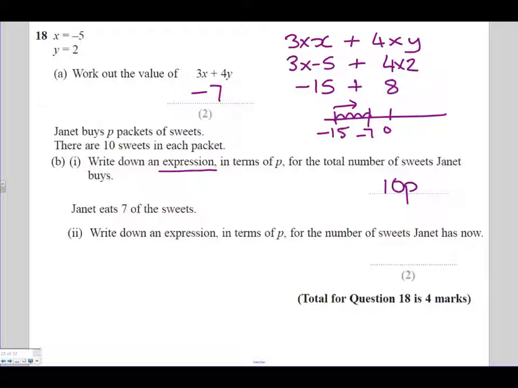Janet eats 7 of the sweets. Write down an expression in terms of P for the number of sweets Janet now has. So if she had a total of 10P, we're going to take away the 7 that she ate. So 10P minus 7. So 2 marks available, 1 for the first part and 1 for the second.